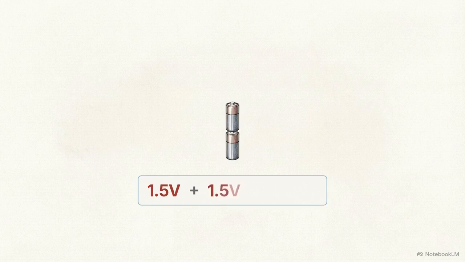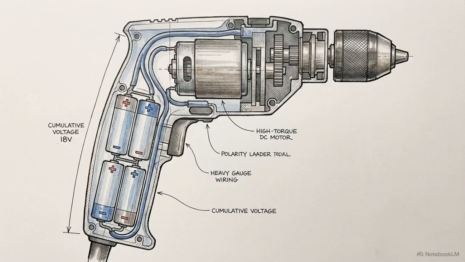Stacking the cells adds their individual voltages together. Two cells provide 3 volts, creating a stronger push of energy through the circuit. Series connections are used whenever a device requires cumulative voltage to drive demanding components.